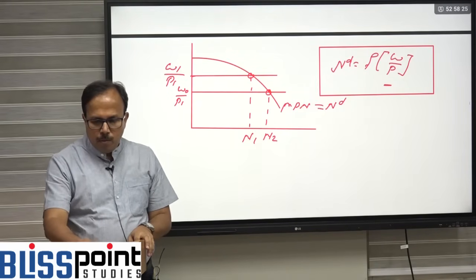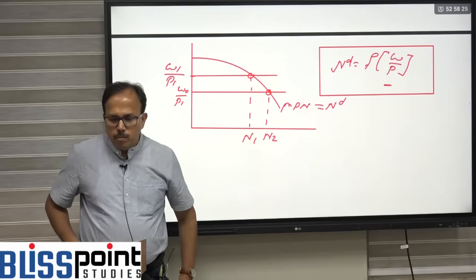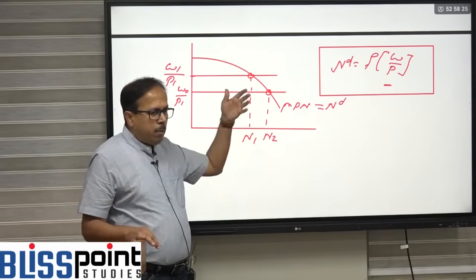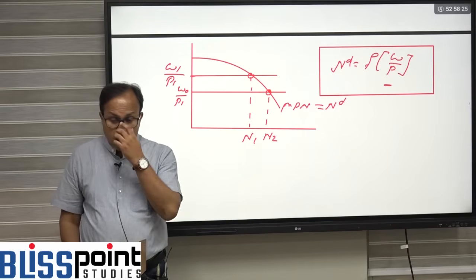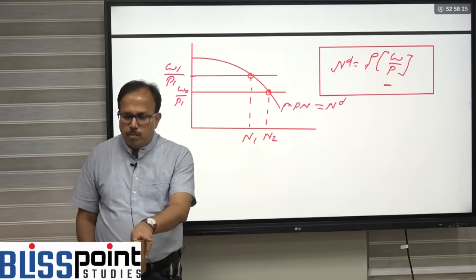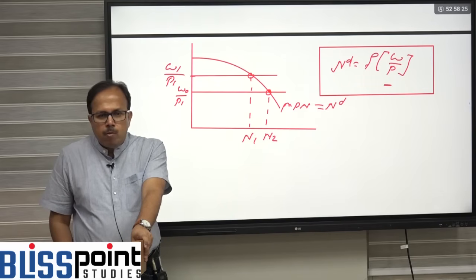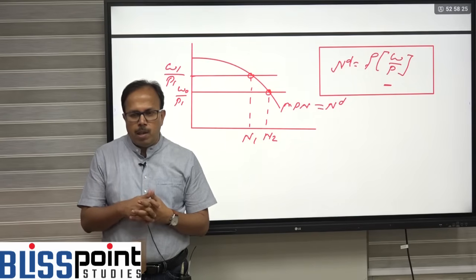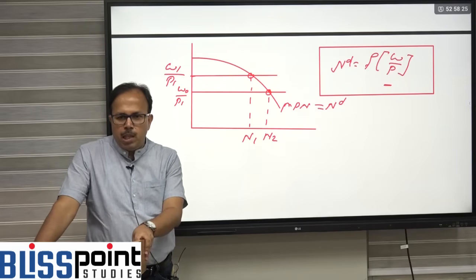First subheading is demand for labor. The classical economics assume that employment of labor is determined by forces of demand and supply in the labor market.